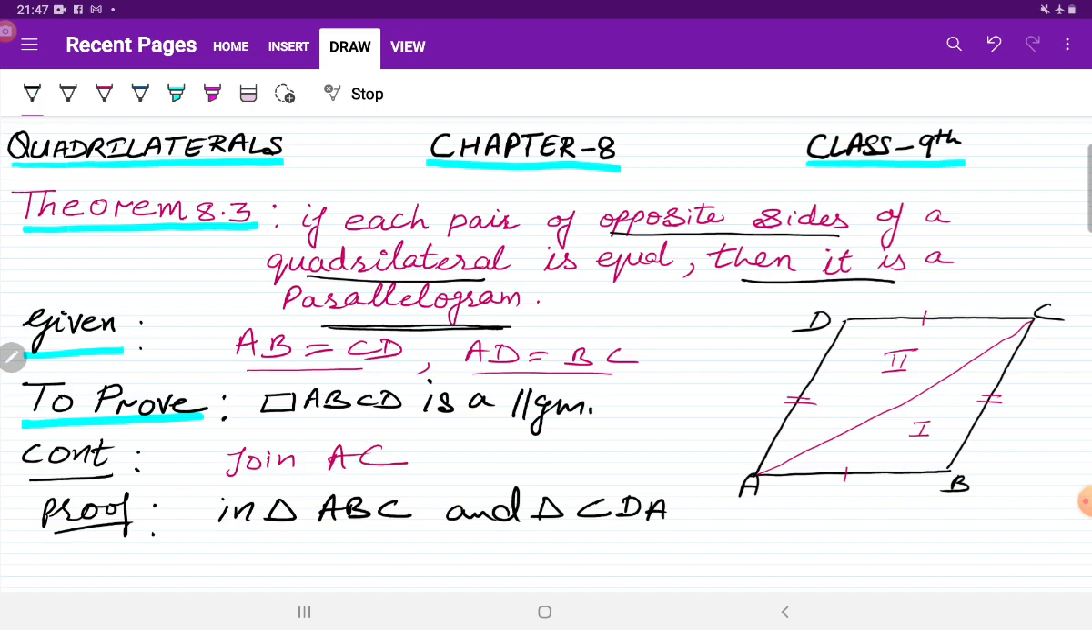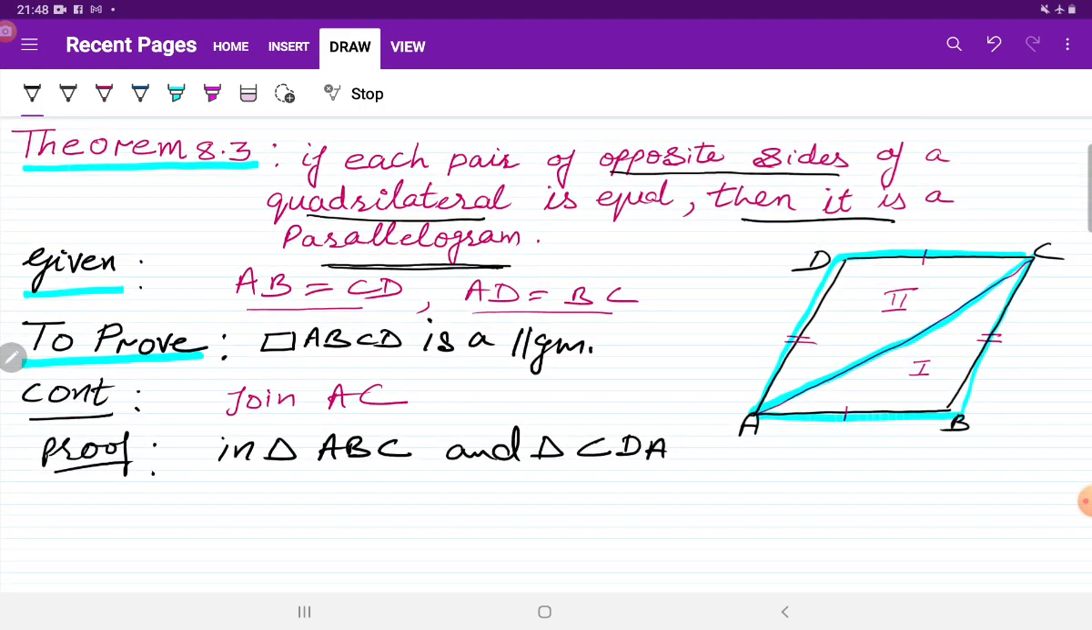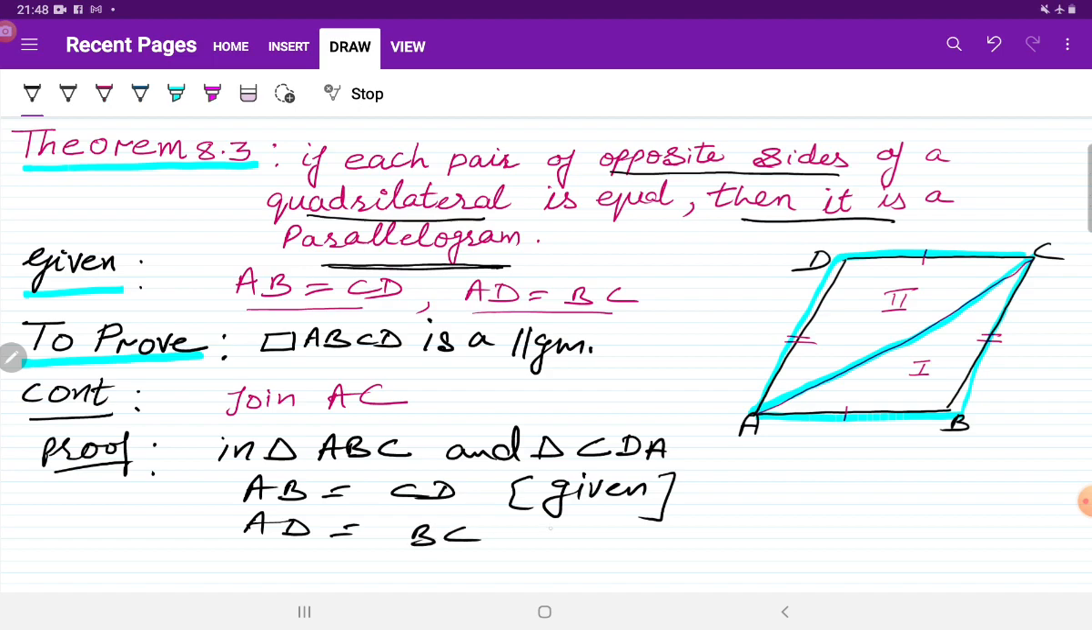So now to prove quadrilateral ABCD a parallelogram, we have divided this quadrilateral into two triangles, that is triangle ABC and triangle CDA. So in triangles ABC and CDA, what do we have? We have given AB is equal to side CD. This is your given. Please write reasons. Then the second pair is AD is equal to side BC. This is also given.